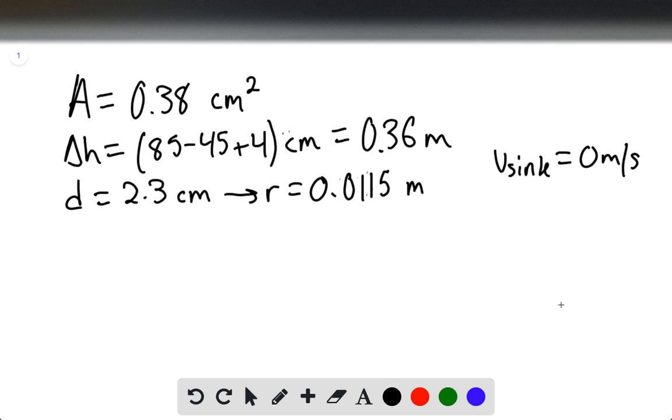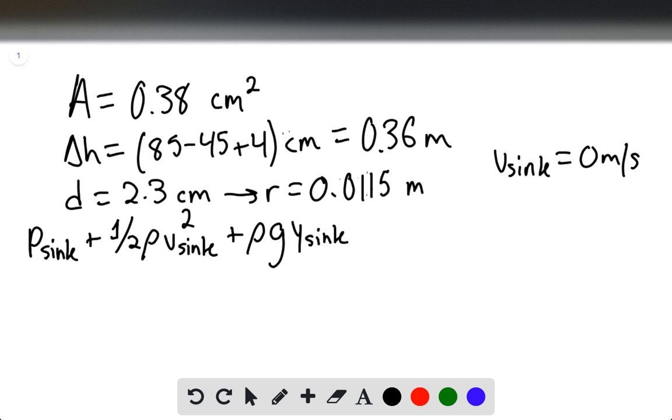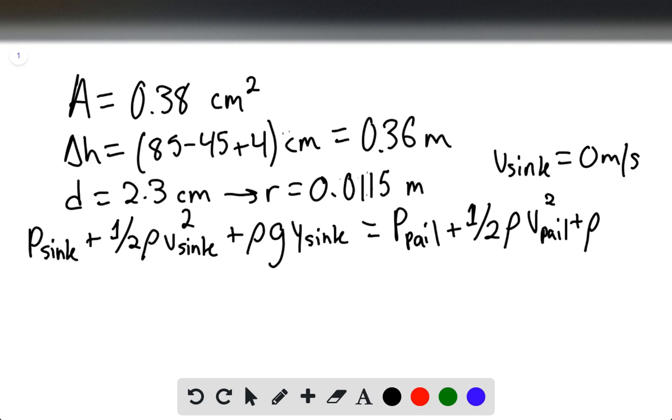So let's apply Bernoulli's equation. P of the sink plus half rho, density, V sink squared, plus the density times g times y of the sink equals the pressure of the pail plus 1/2 density V of the pail squared plus rho g y of the pail.